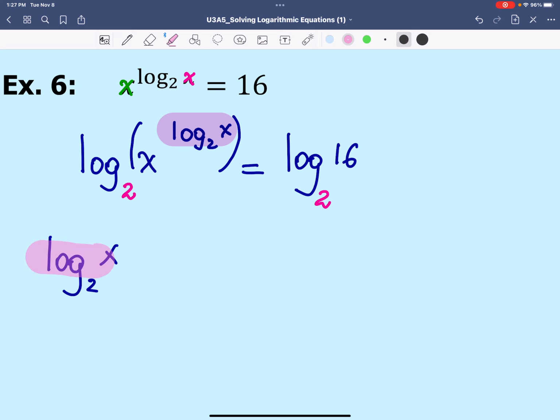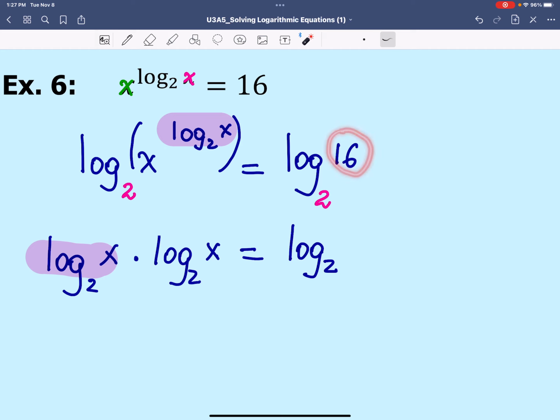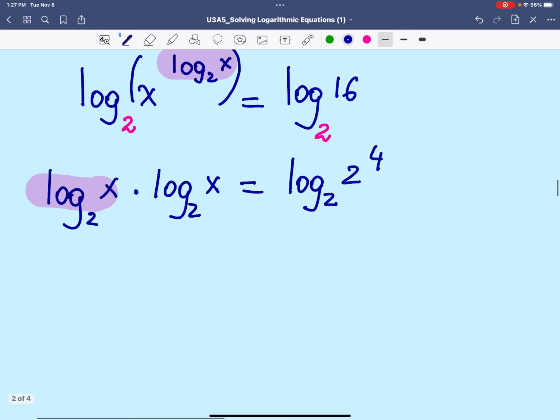So this log with base 2 of x will come here. And then we'll have log with base 2 of x as well, multiplying it. And that would equal log with base 2. Now think about 16 as an exponential number, it can be 2 to the power of 4. So the right side is very easy to simplify.